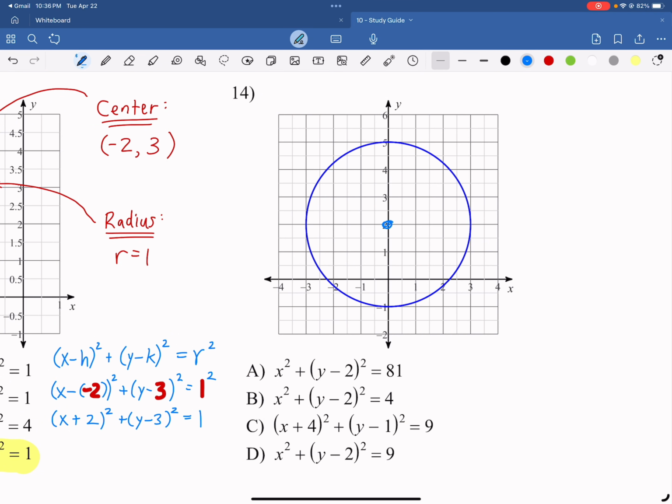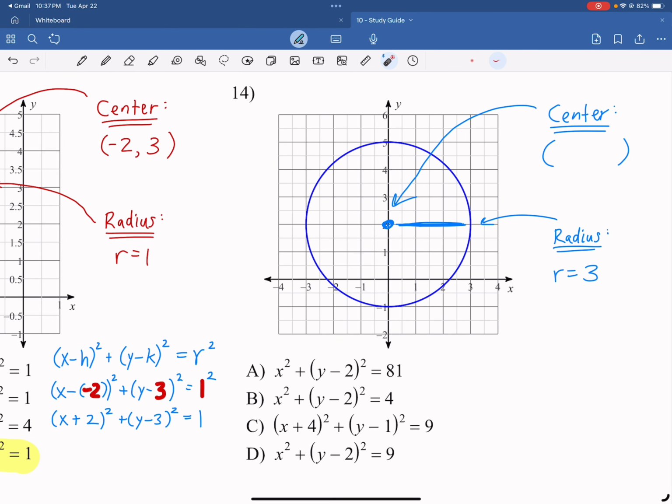So let's mark this. I'm going to mark the radius. We just discovered r is 3. And the center, what is the center? Well, it went from 0 to positive 2. So it's just (0, 2), right?